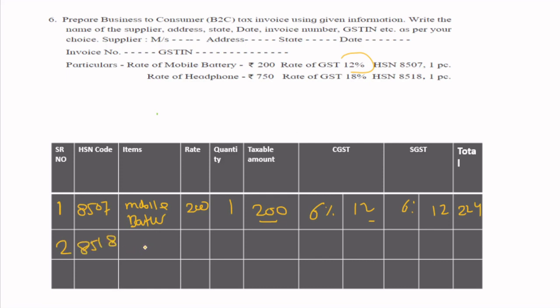Similarly, for the second item, the HSN code is 8518. The item is headphone, rate 750, quantity again 1. Taxable amount, rate into quantity, is 750. GST here is 9%. Why 9%? 18% GST is given, so CGST is 9 and SGST is also 9. 9% of 750 is 67.5, similarly 67.5 here. Total amount you have to pay is 885. Total you can add here below: 549, 820, 1109 is the total. This tabular format is important.